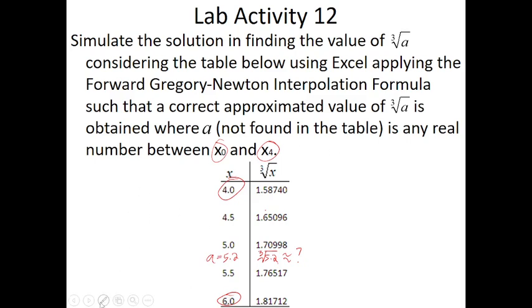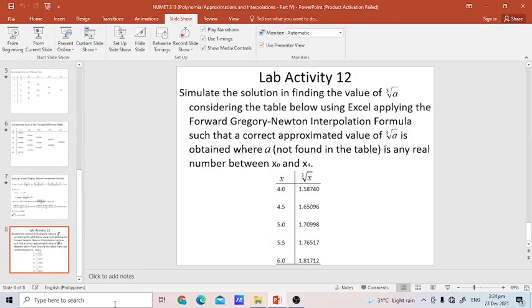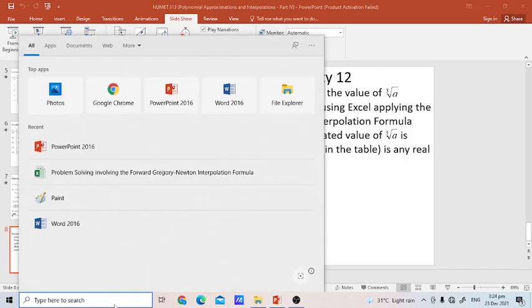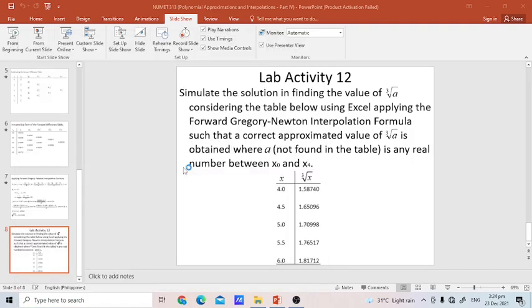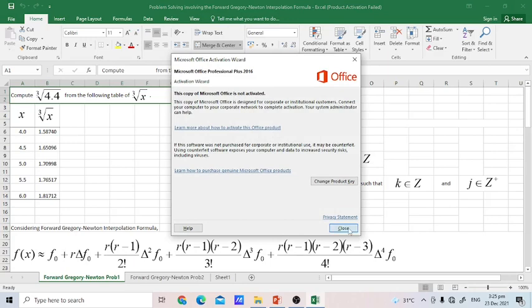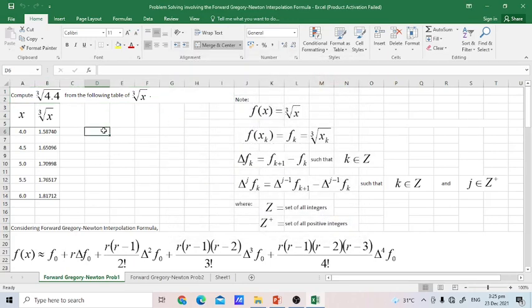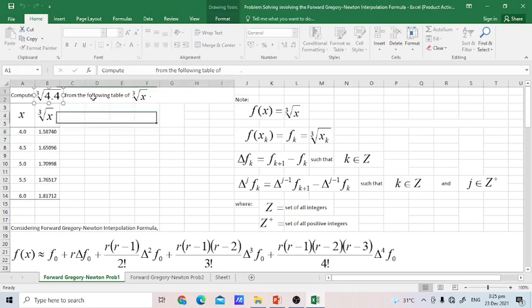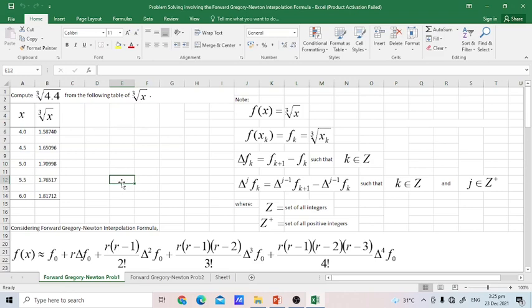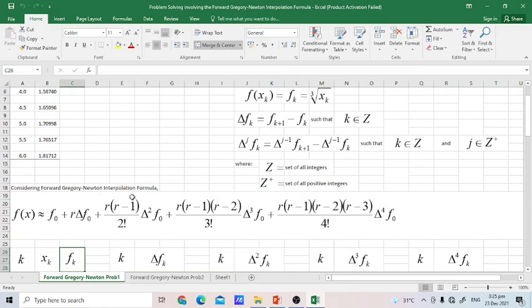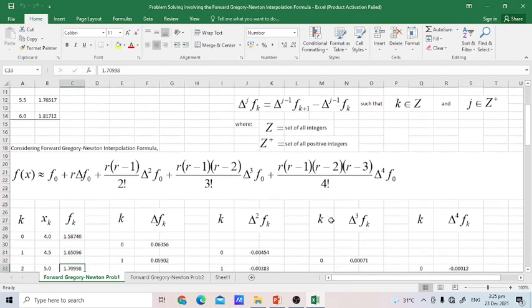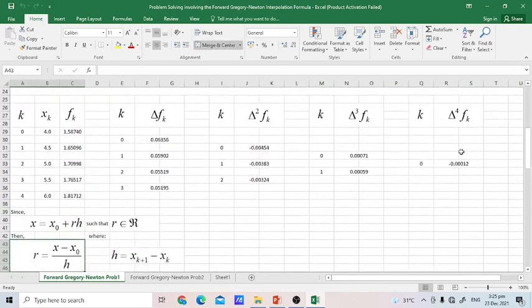Let me show you how to do it. I have here an example. So this is what you will do. So this is the simulation of the previous problem I have shown. Okay. So this is the simulation, and then consider the forward Gregory-Newton interpolation formula. Okay, so that's the formula. Then I construct the difference table. Okay, the forward difference table.